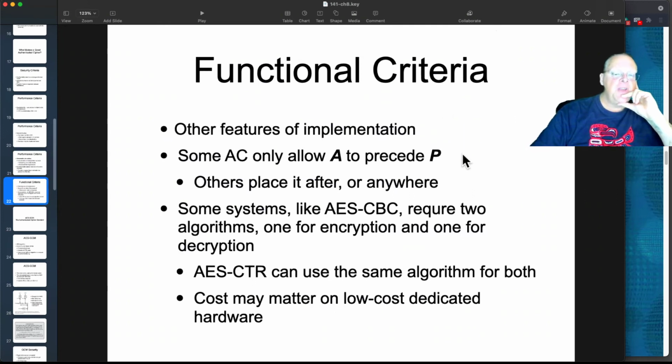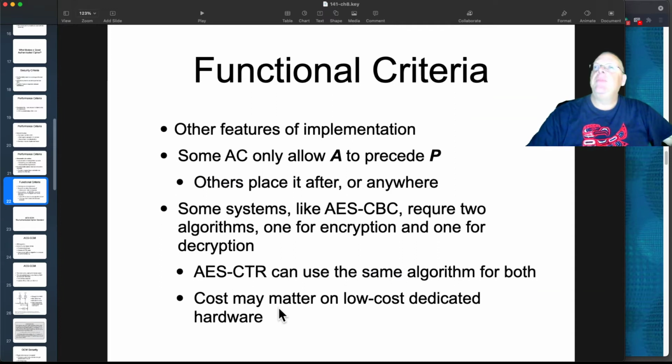So here's other things. Some authenticated ciphers only allow the authenticated data to come before the plain text that's going to be encrypted. Others let it go in different locations. Some require 2 algorithms, one for encryption and a separate algorithm for decryption. But counter mode can use the same for both. And, again, that would mean perhaps half as many transistors on your chip if you're designing a custom chip for this and you're worried about the cost.